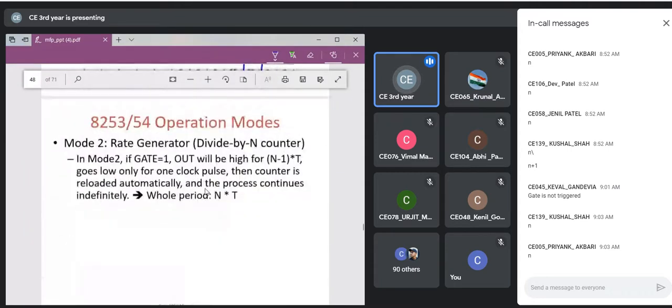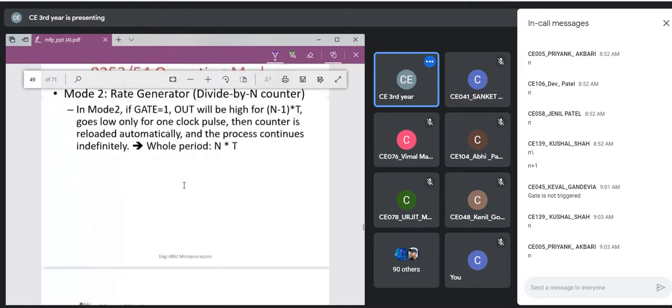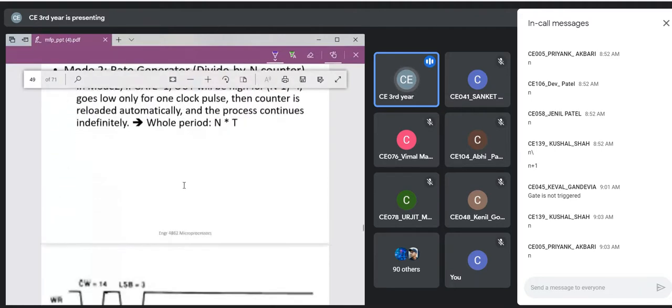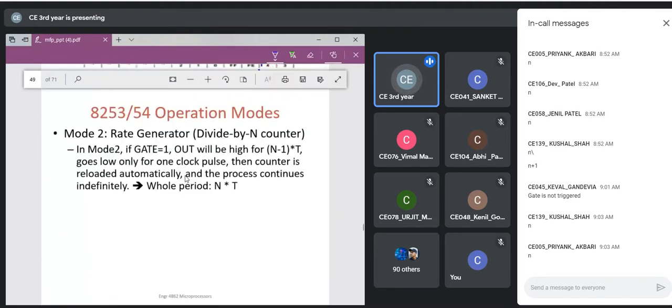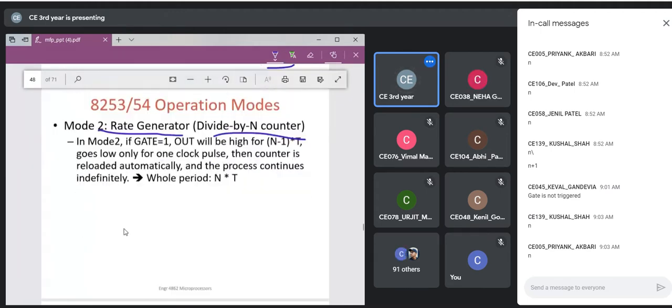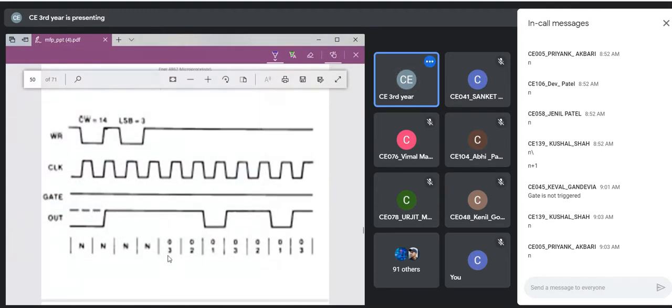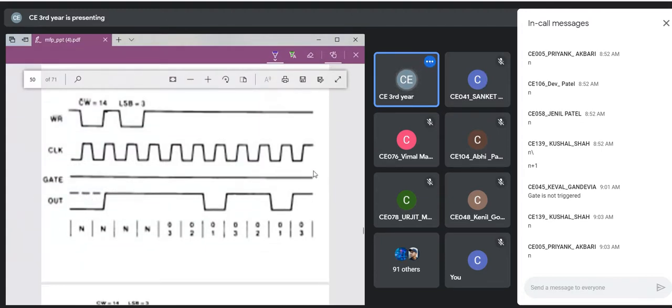Mode 2, what is mode 2? Let us go for mode 2. It is again very interesting. It is a rate generator, or divide by n counter. So let us see what happens in this mode 2. In mode 2, the gate is always high, so it is not a triggered mode. Fine. Now what will happen?